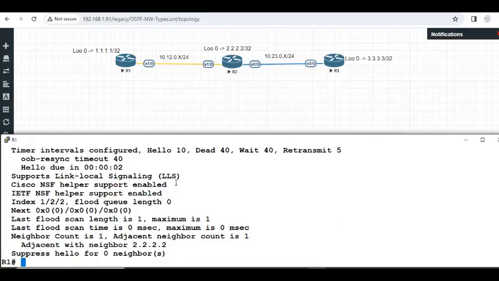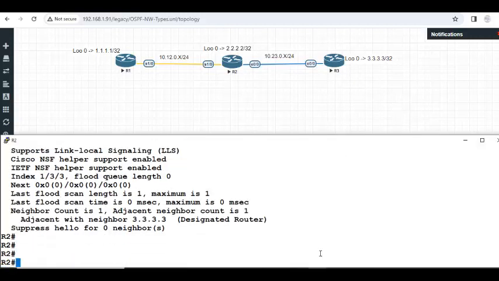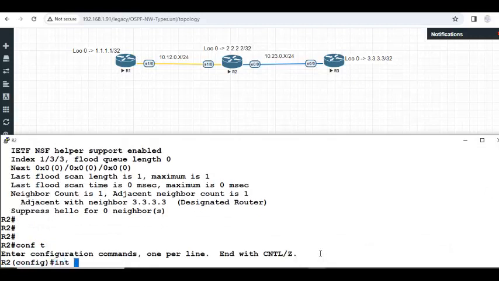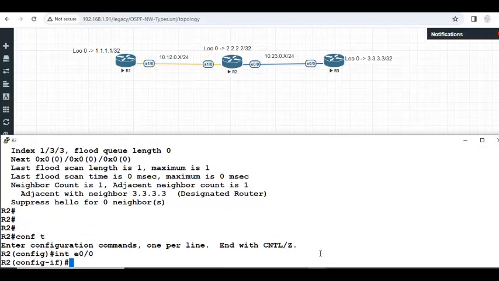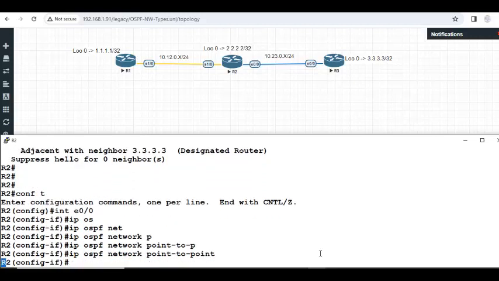But if you want this to be a point-to-point, you can do that, so that you can avoid that DR-BDR election. You understood, sir? So how do we do that? We need to go to the interface and say IP OSPF network type point-to-point. And now the neighborship will come back again by going down.